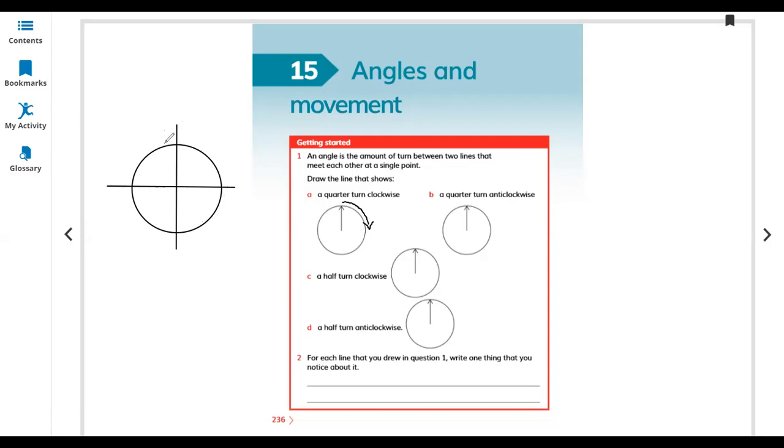12, 11, 10 like this. So a quarter turn anti-clockwise. It's coming here, only one quarter. If we say half, you will come here, completing a half circle. And a half turn clockwise starts from here, does not stop here, comes here and completes a half circle. So this is a half turn clockwise. And a half turn anti-clockwise starts from here and stops here. Start from this line and then complete a half circle.